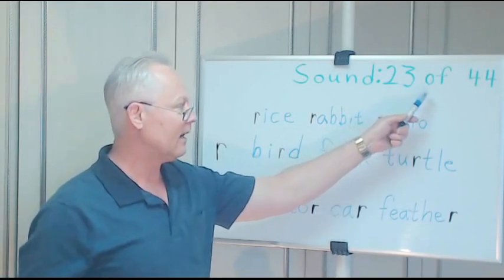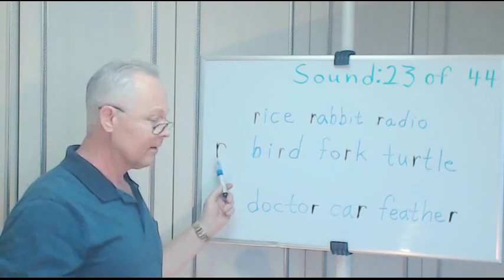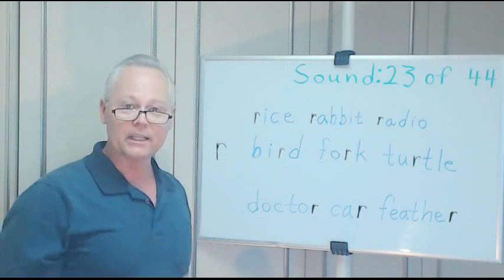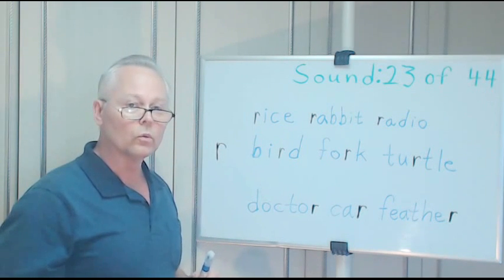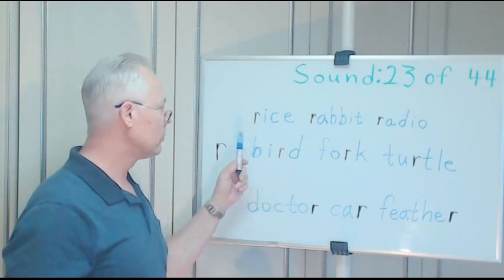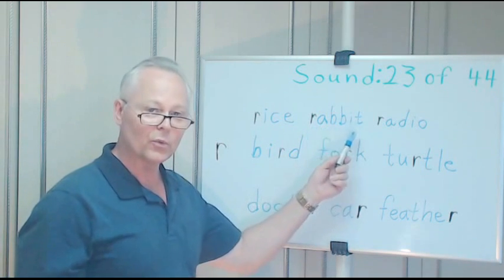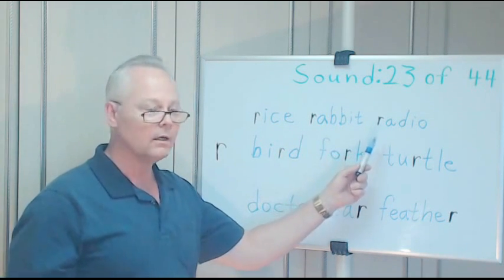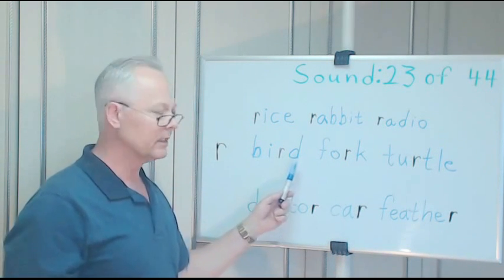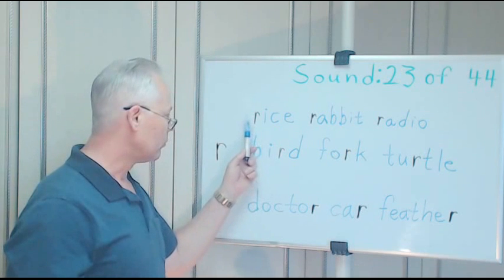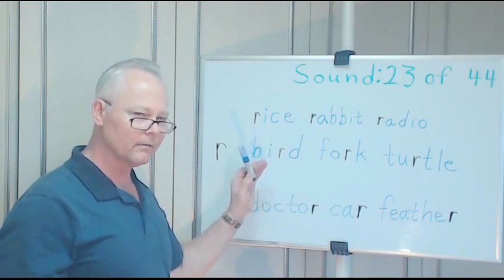Sound number 23 of the 44 sounds of American English. Here we have one letter, the letter R. Now, what sound do you think this makes? Could it be kind of an r sound? Rice. The word rice. Rabbit. Radio. Bird. Rice. Bird. Sounds a little bit of a fluctuation in there.